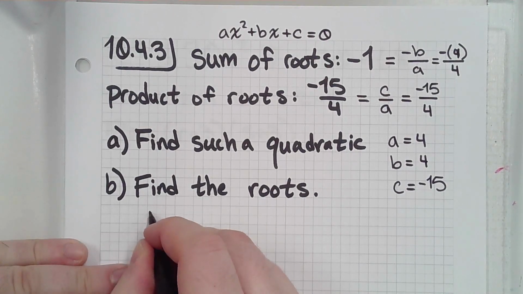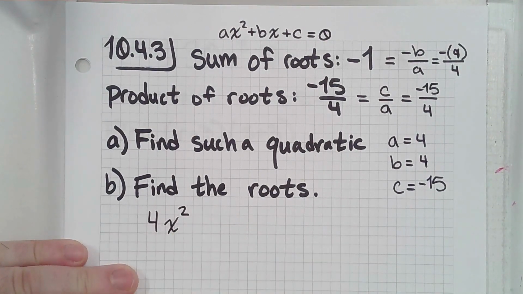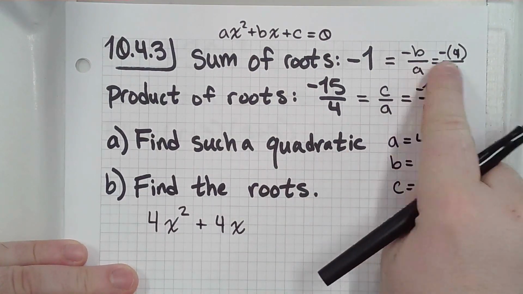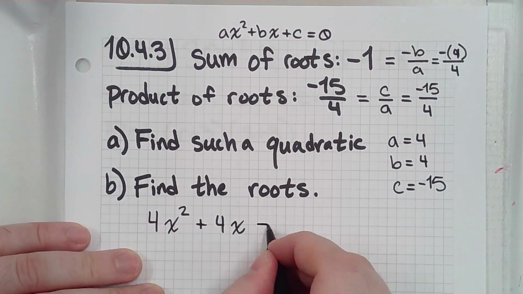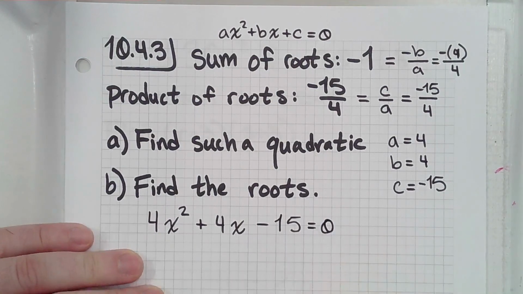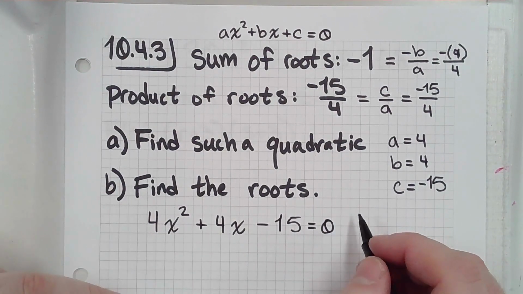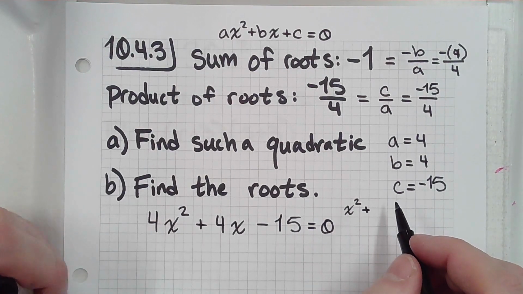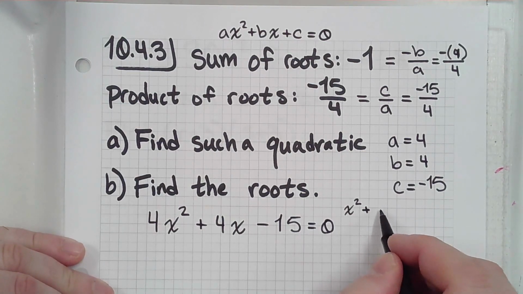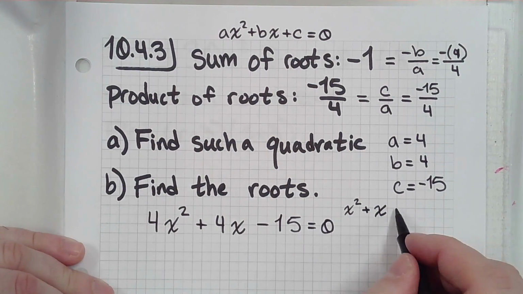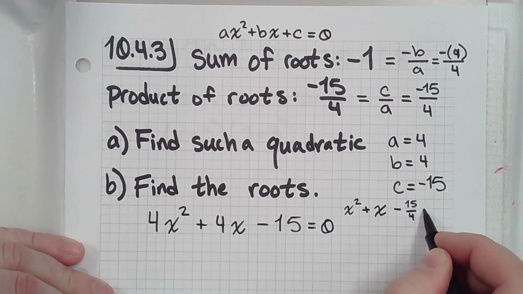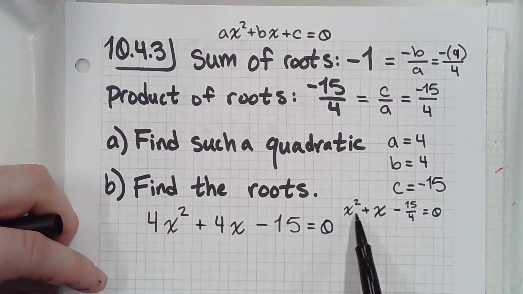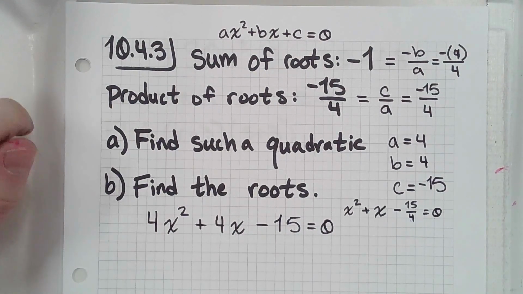So we're going to have 4 for A. So our quadratic is 4x squared, plus 4x. Again, the opposite of b is what we want here. And then we'll have -15 equals 0. The other quadratic you could have had, just to be clear, could have been x squared plus x, and then it would have been -15/4. Hopefully you can see that if I multiply everything by 4, using our multiplicative property of equality, that would get rid of the fraction and make it look like this. So it's the exact same thing.